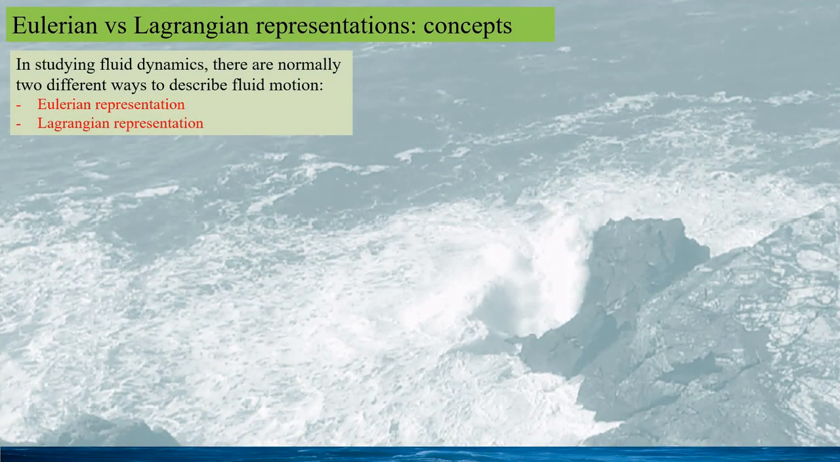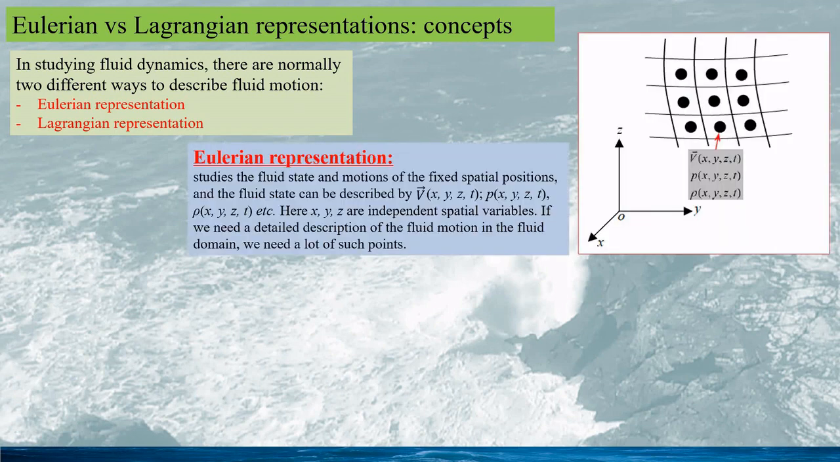In principle, there are two different ways for describing fluid motion and state: Eulerian and Lagrangian representations. Eulerian representation examines the fluid motion at the fixed position in the fluid domain, and thus the parameters of interest for fluid motion and state include velocity vector, pressure, density, and etc. And all these parameters are the functions of the independent spatial variables x, y, and z, and time t.